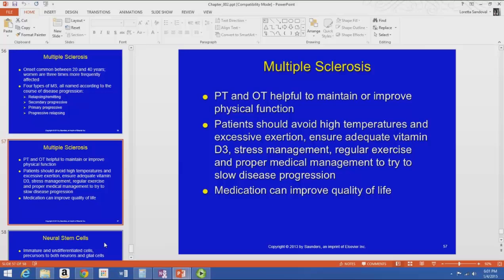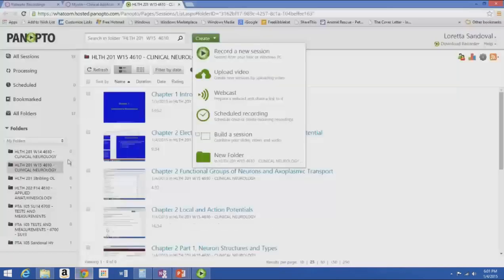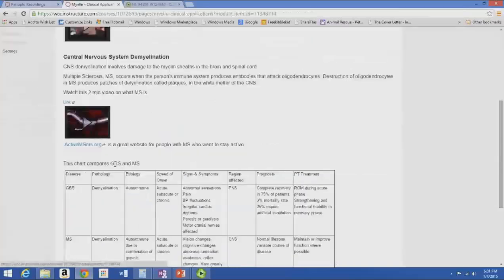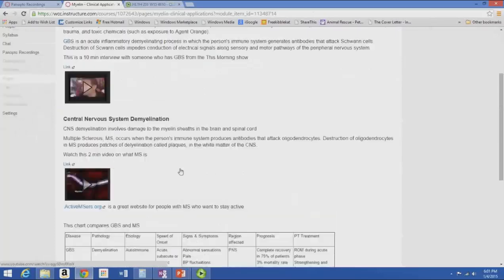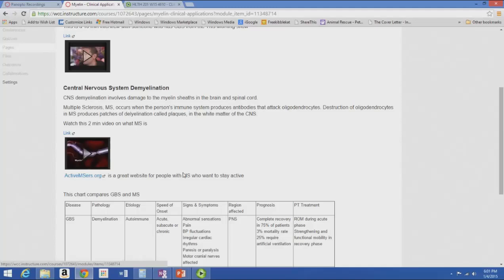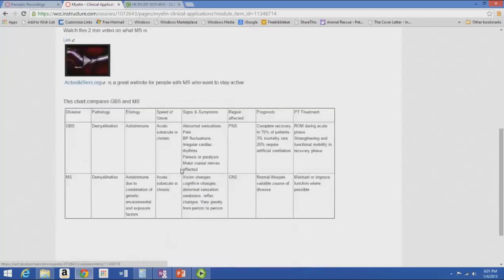There are lots of medications out there that can really improve MS, and there are some videos on the Canvas Classroom. There's one talking about GBS, an interview with a guy who had GBS, and just a description of what MS is. There's also a chart comparing the two. All of the diseases we'll look at will have the same pattern: the pathology, the etiology, speed of onset, signs and symptoms, regions affected, prognosis, and the PT treatment.